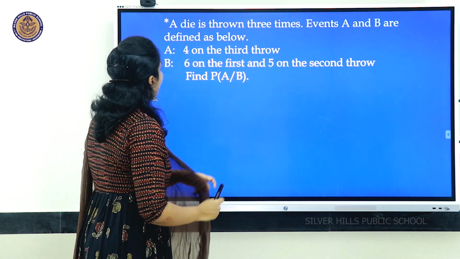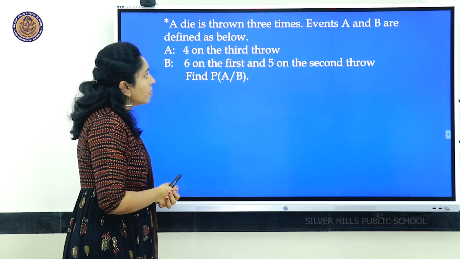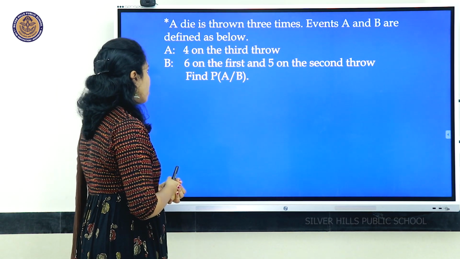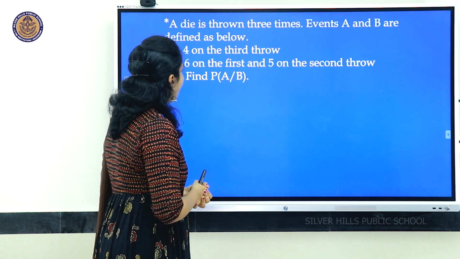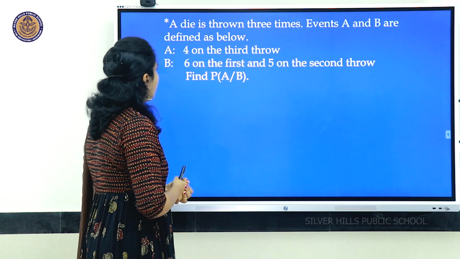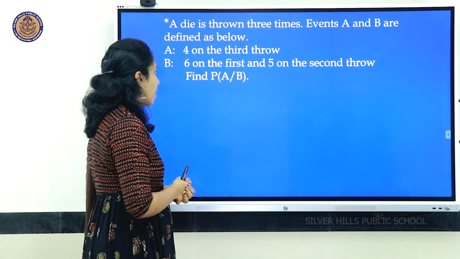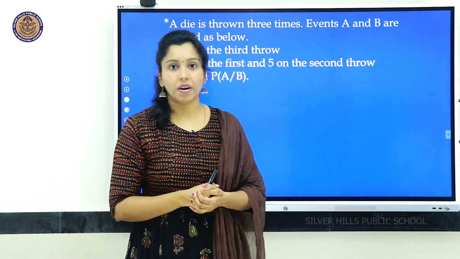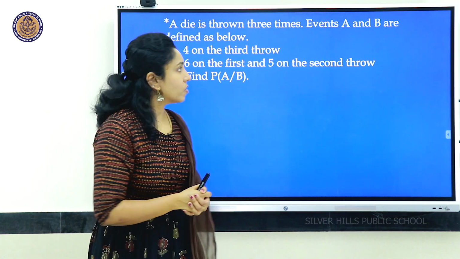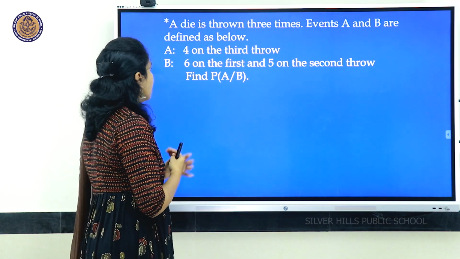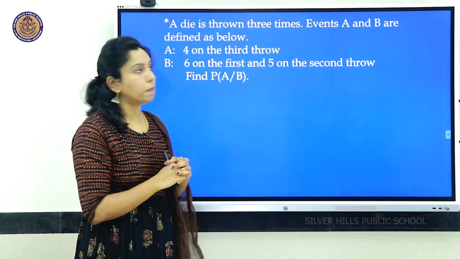And now, a die is thrown 3 times. Events A and B are defined as below. A is 4 on the third throw, B is 6 on the first and 5 on the second throw. Find P of A given B. So, events are given here, A and B. We need not select the events from the statement. We just have to find P of A given B.